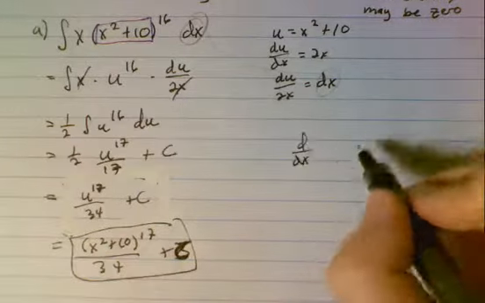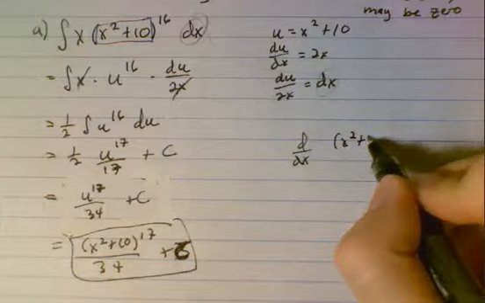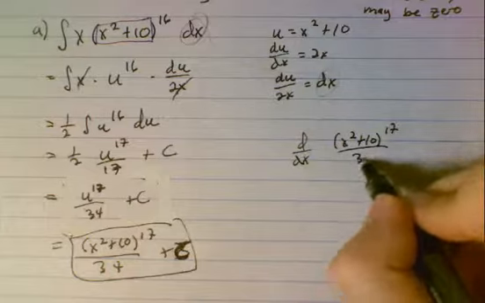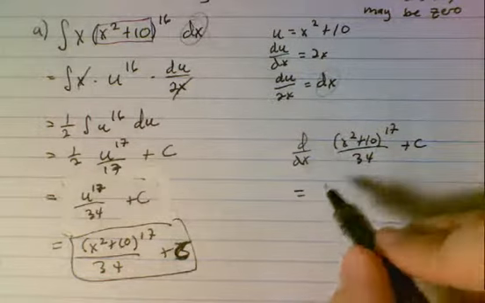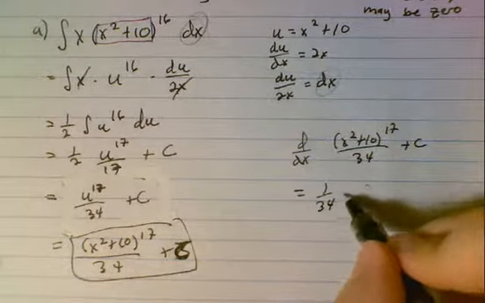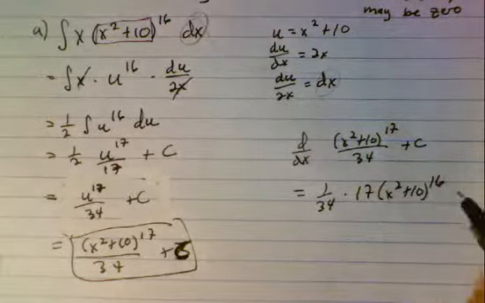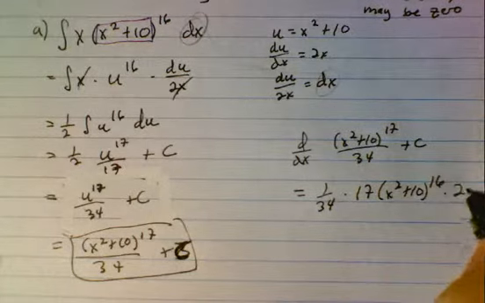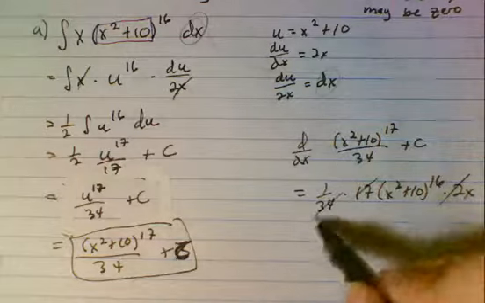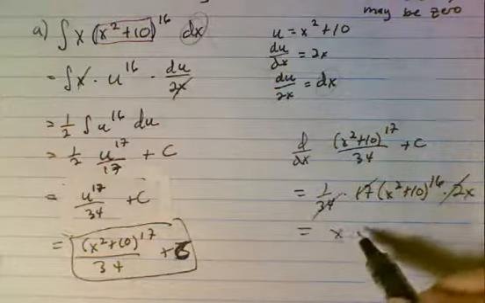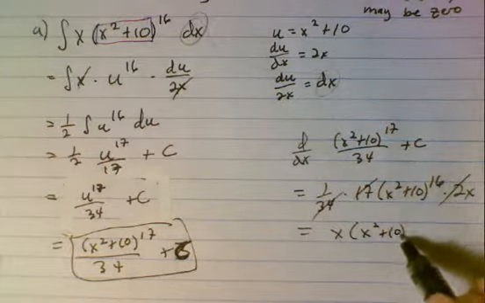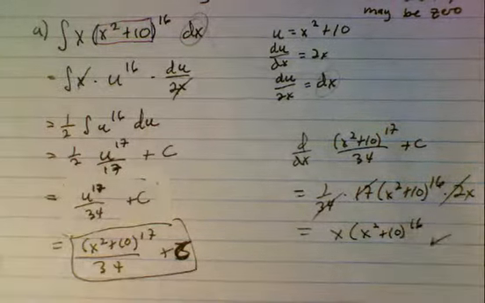When we check it, we have 1/34 times 17 times (x squared plus 10) to the 16th times the derivative of x squared plus 10. 2 times 17 is 34, that cancels out. We've got x times (x squared plus 10) to the 16th, which is what we started off with.